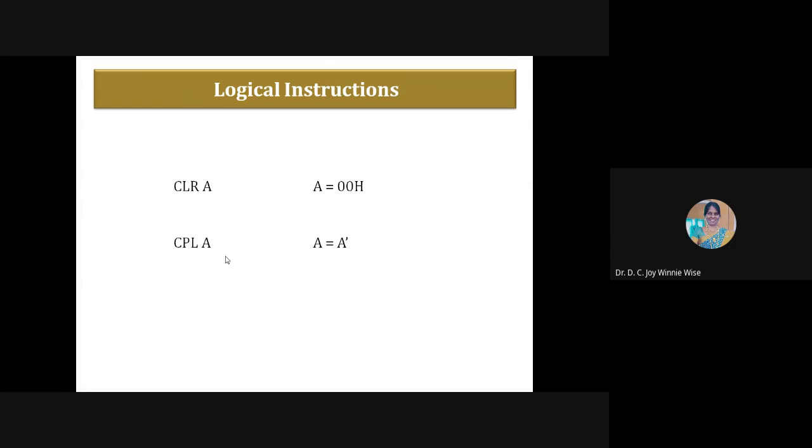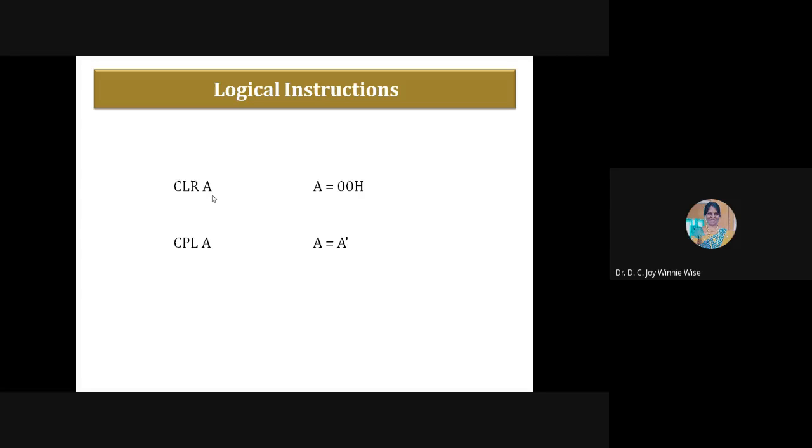And next one is to clear the accumulator. We can write CLR A, so the content of A will be equal to 00. Instead of writing CLR A, we can also write MOV A comma #00.